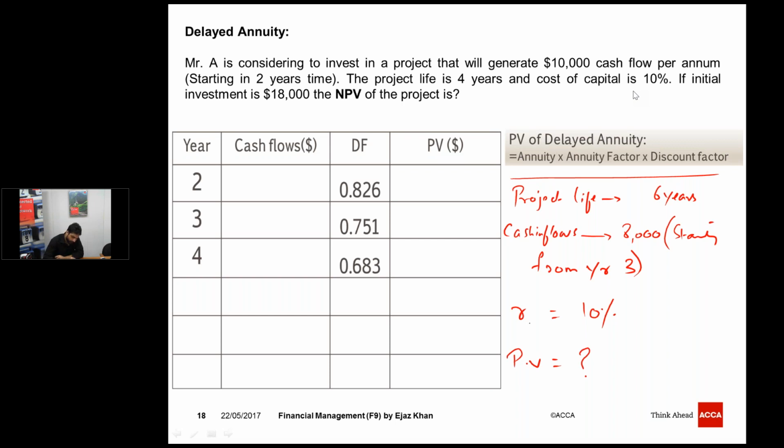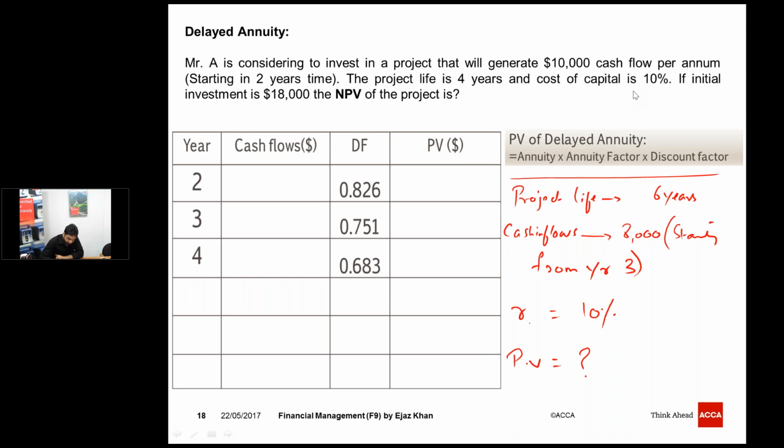Okay, let me solve it for you people. This is a 6-year project and it is starting from year 3. That means we will not receive anything at the end of year 1. We are not going to receive anything at the end of year 2. So out of 6 years, we will not receive anything for 2 years. So we'll be left with only 4 years. So there will be 4 cash flows in total. I hope it's clear.